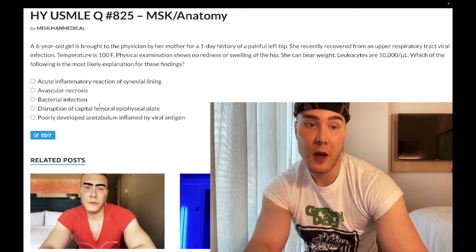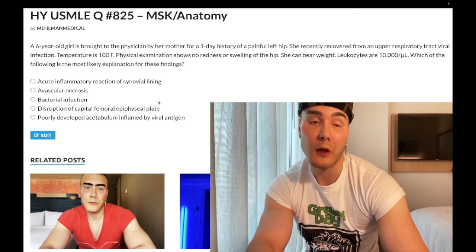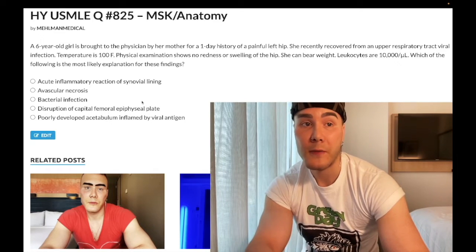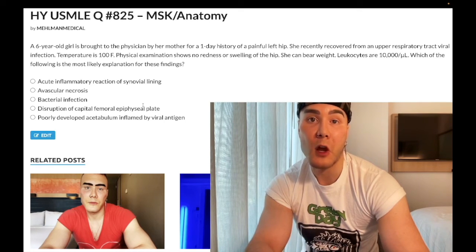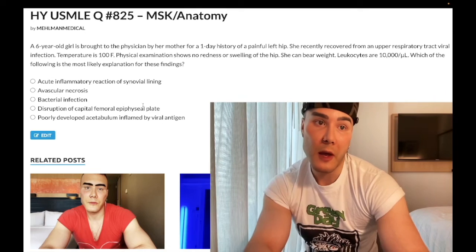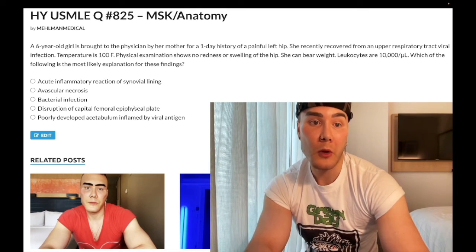Choice D, disruption of capital femoral epiphyseal plate, wrong answer. So obviously this refers to SCFE, slipped capital femoral epiphysis. Classically going to be, I'd say 4 out of 5 questions, you're going to have an 11 to 13-year-old pre-adolescent overweight boy with a painful limp. That's what you need to know. And the x-ray is going to show you what appears to be ice cream slipping off the cone. Very buzzy. You say, well, what does that mean? Well, it's a slipped capital femoral epiphysis.